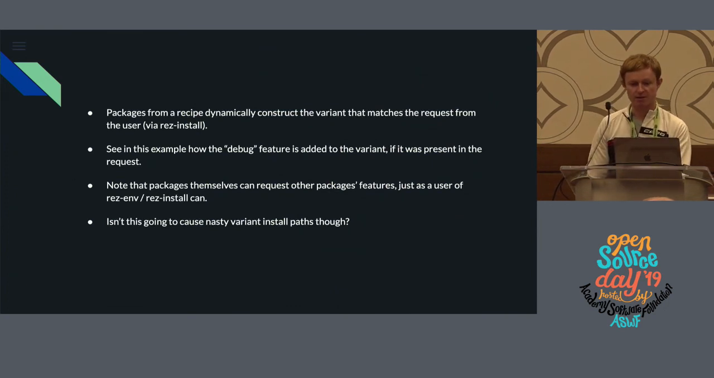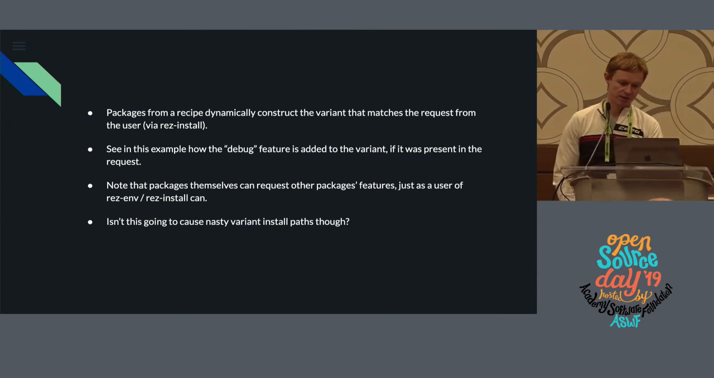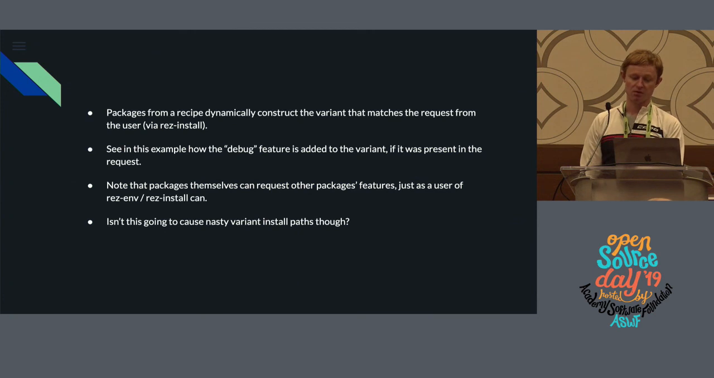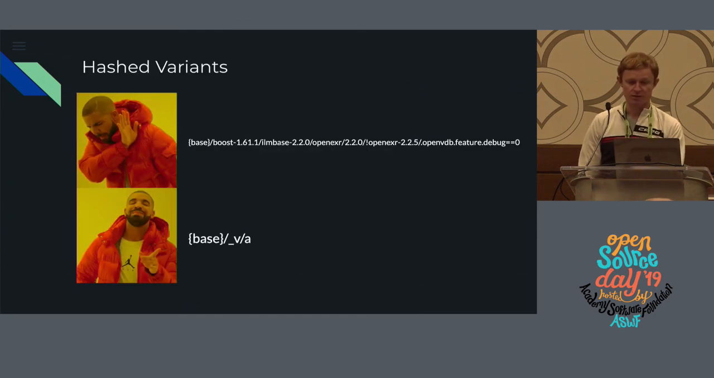Okay, I've already explained packages dynamically construct variants to respond to the request. A problem that this raises is that you're going to get really weird long variants that are not necessarily POSIX compliant or will probably screw up build systems and shells. So we have something new. These are called hashed variants. Hashed variants are already implemented, and they do away with the full variant installation path, which up till now has been based on the requirements of the variant. And instead, they base it on a hash.